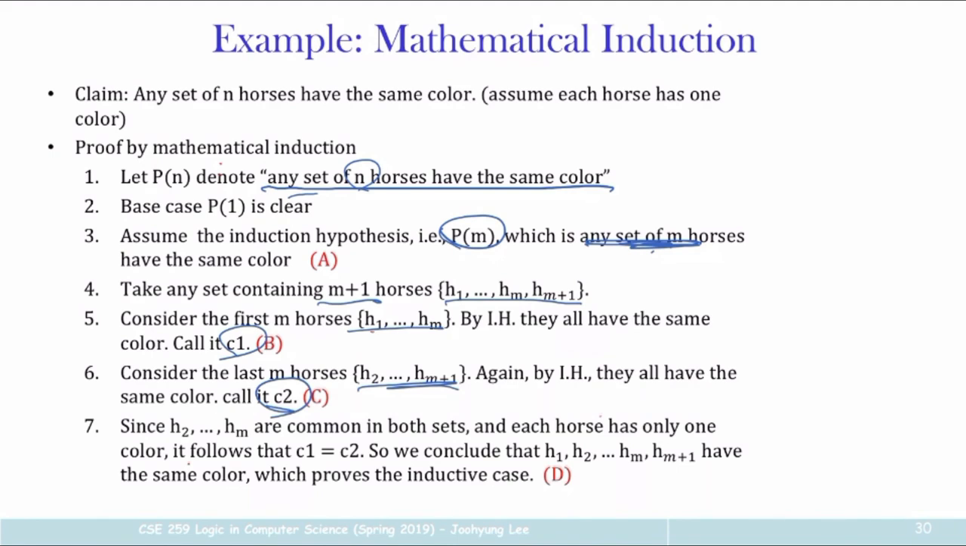What we did was use the induction principle. We proved the base case, and we assumed the induction hypothesis. The induction hypothesis here is any set of m horses have only one color. And from this, we proved that any set containing m plus 1 horses also has the same color. Okay? Convincing?